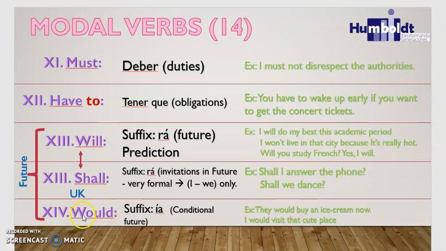And the final one, the number 14, is would. Would is like the suffix ia. This is the conditional feature. Okay, for example, comería is would eat, dormiría would sleep, jugaría would play. So we have two examples. They would buy an ice cream now. Ellos comprarían un helado ahora. But they don't have money. The other example is, I would visit that cute place, but I can't. Visitaría ese lindo lugar. Okay, so remember that this would goes with another sentence that can help to understand well the context.